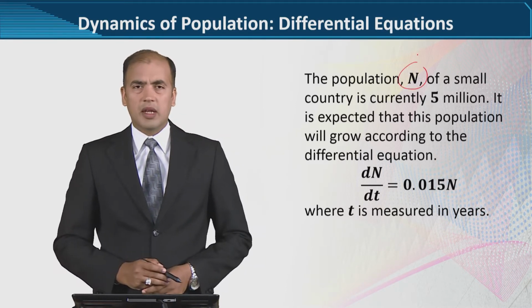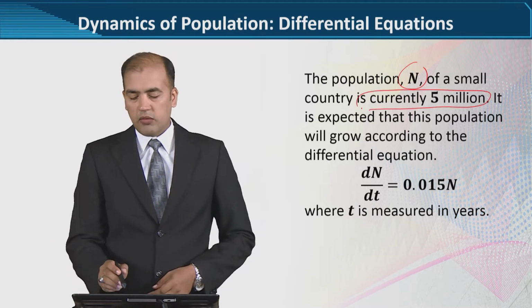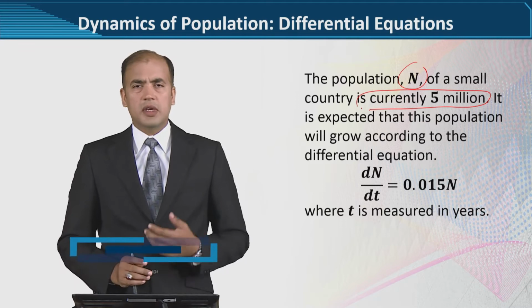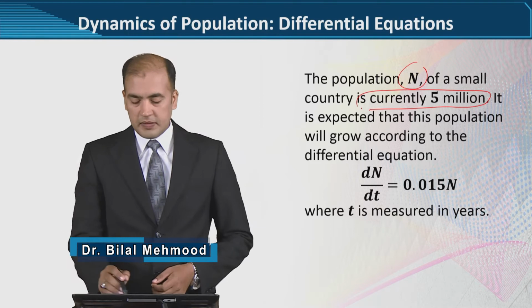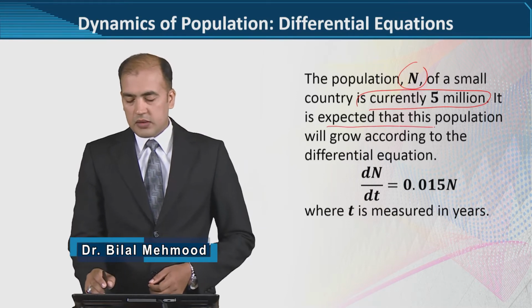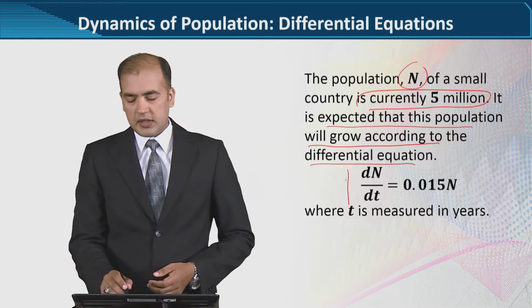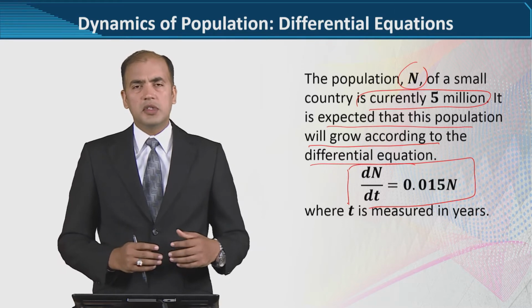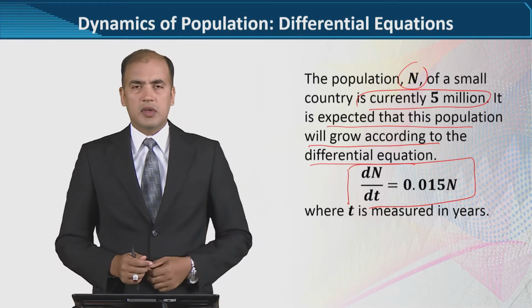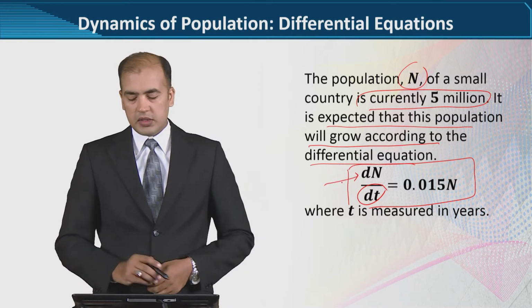with the help of variable n, and its value currently is 5 million. So it is the initial condition, as we can already guess that the initial condition of population is 5 million, and it is expected that the population will grow according to this differential equation. So here we are told that this is the rate of change by which the population will increase over time. As you can see, dt shows over time and n shows the population.